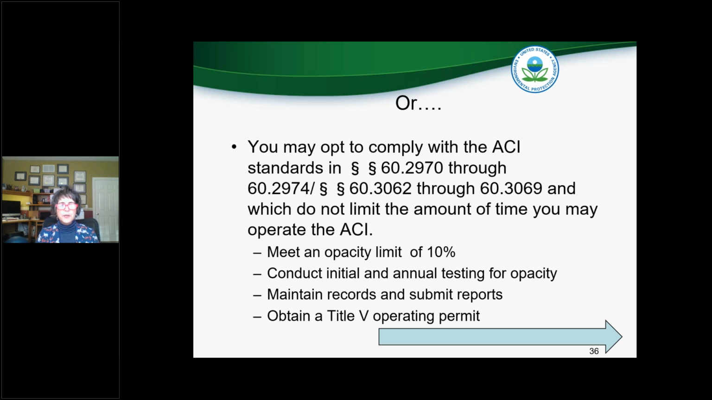You can use the temporary exclusion, or you can opt to comply with the air curtain incinerator standards that are not going to limit the amount of time that you operate that ACI. You are going to have to meet an opacity limit of 10%. You are going to have to conduct initial and annual testing for opacity. There are some records and reports that you're going to have to submit, and you are going to have to obtain a Title V operating permit for that ACI, if you want to be able to operate it without the time restrictions. All right, next slide.